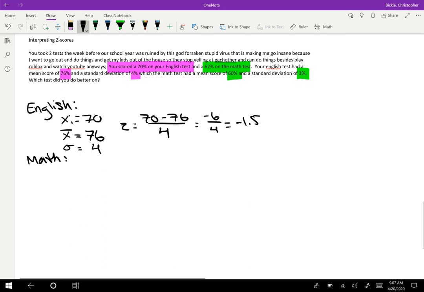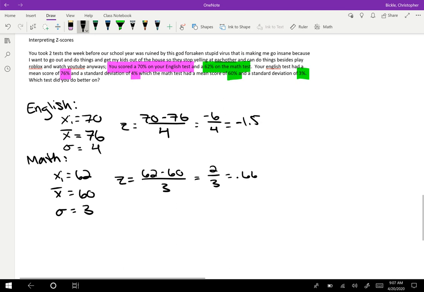Let's do the same thing for math. Your score on the math test was a 62. So our X sub i here was 62, the class average was a 60, and our standard deviation was 3%. Now let's look at that Z-score. I've got 62 minus 60, divided by 3. 62 minus 60 is 2. 2 divided by 3 is 0.66, repeating.